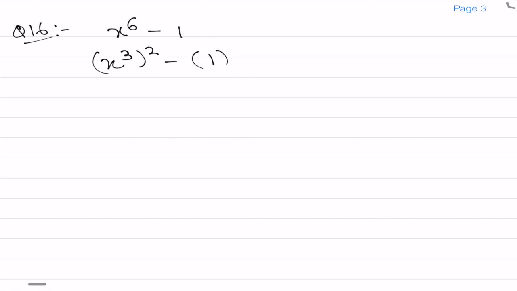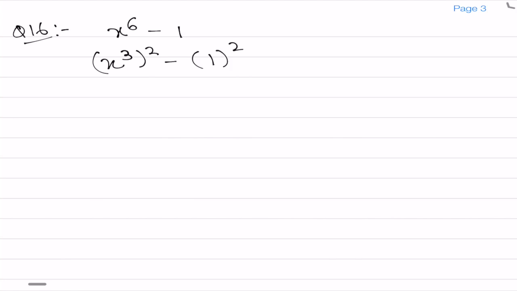Next question is question number 16: x raised to power 6 minus 1. The previous question was a raised to power 6 plus b raised to the power 6. Now here in this question it's a minus sign. So here we have to use the two formulas. First, either you make it a perfect cube or you can make it a perfect square. Both the methods are correct. So first I am making it a perfect square. So it becomes x cube whole square minus 1 whole square.